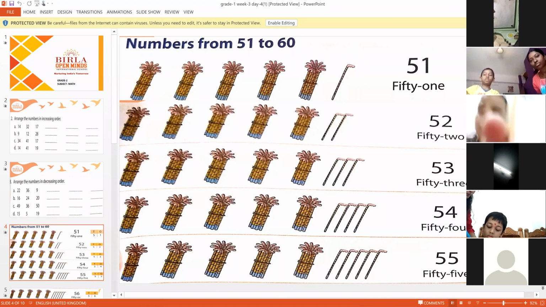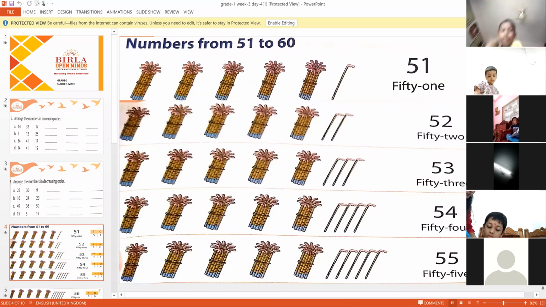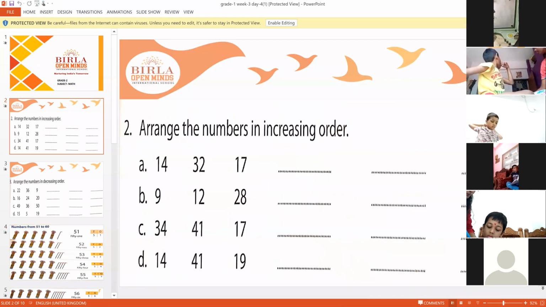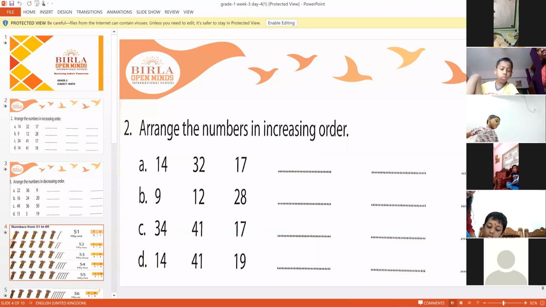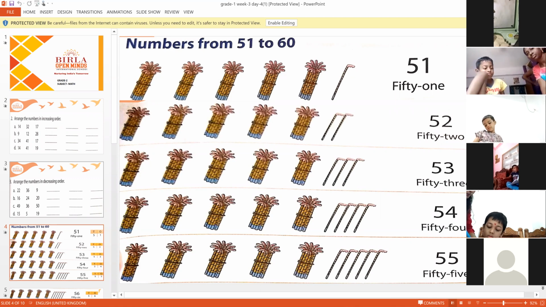See here. We have learned till now how to build the numbers with the ones and tens concept till 50. Yes, children, we have learned till this much. So now, what we have to do is, we have to learn how to build numbers from 51 to 60 by using the ones and tens concept. Okay, children?